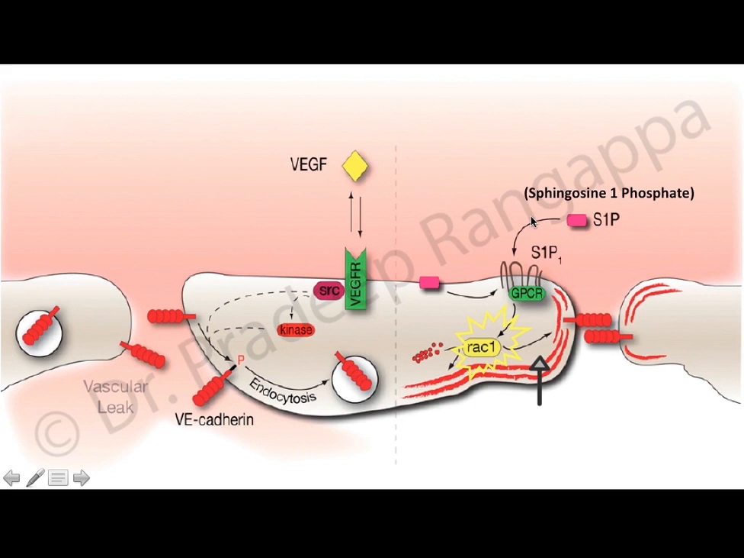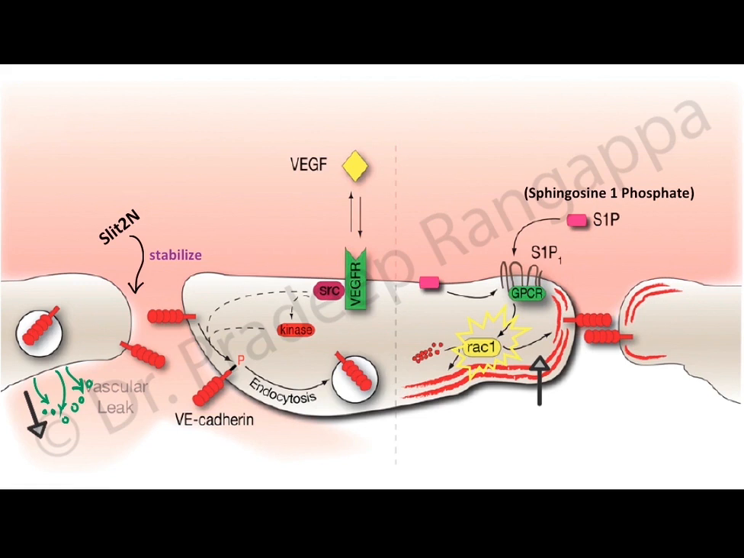Then another way is they have shown that this sphingosine 1 phosphate causes activation of certain proteins here, and that also leads to breakage of the integrity. So looking into these elements, they have tried to identify a protein at an experimental level called SLIT2N protein. This SLIT2N protein is shown to stabilize the integrity of vascular endothelial cadherin, and that has been shown to reduce the transcellular and paracellular leakage.